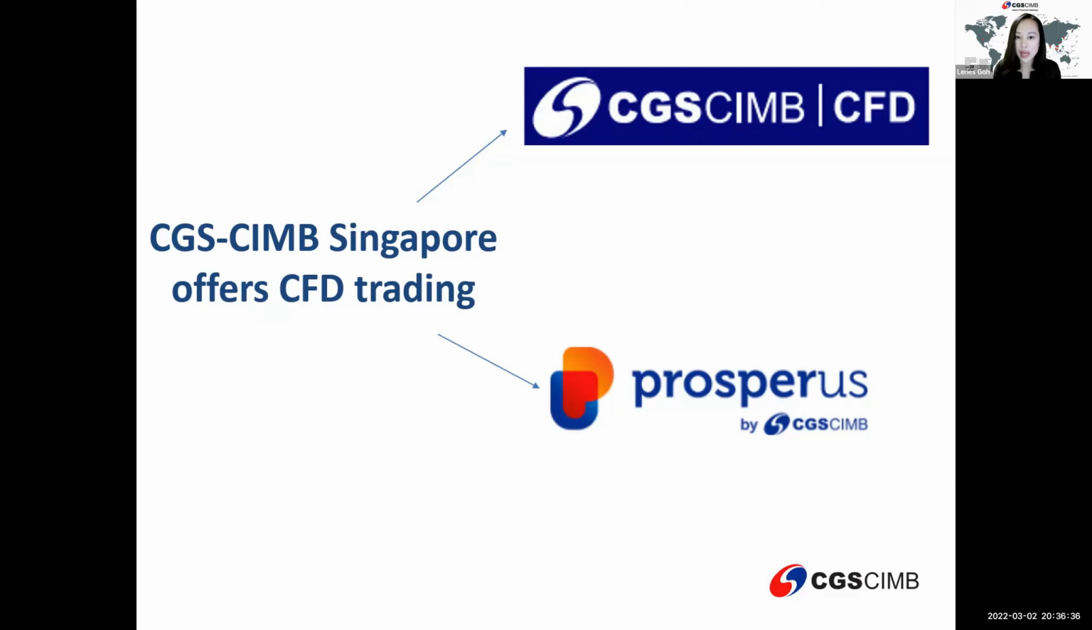But for ProsperUs, you can trade multi-assets. You can even trade the cash market, you can trade CFD and other products as well. You can also trade CFD under CGS-CIMB CFD. The CFD department itself also offers CFD trading. The platforms used are different for the 2 departments. Because I'm from the CFD department, a lot of today's context will be covered under the CFD department. But not to worry, because both platforms offer multi-asset trading.